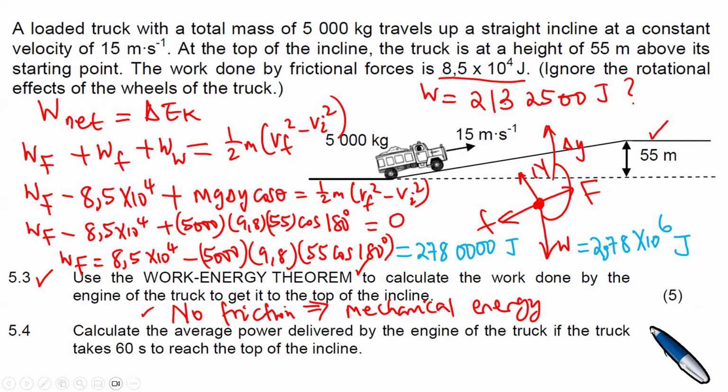Okay, so this becomes the answer. You can see there's a small discrepancy there, but one of the things you're able to see is that we had 3 forces: the applied force, the friction, and the weight there.